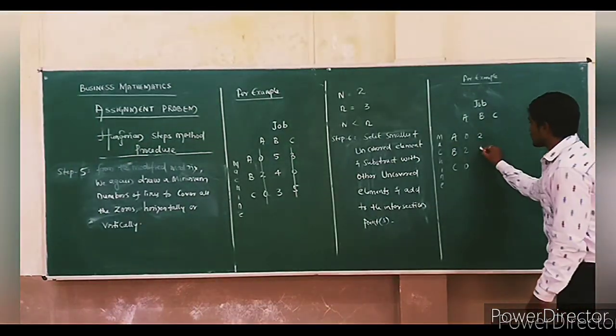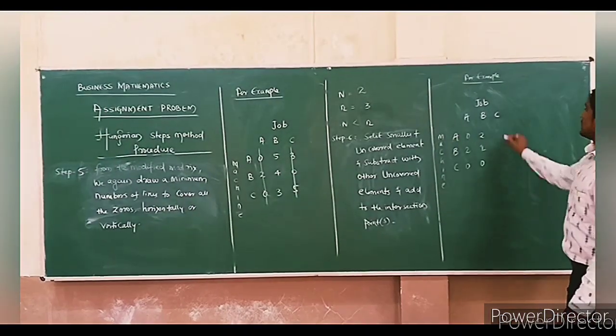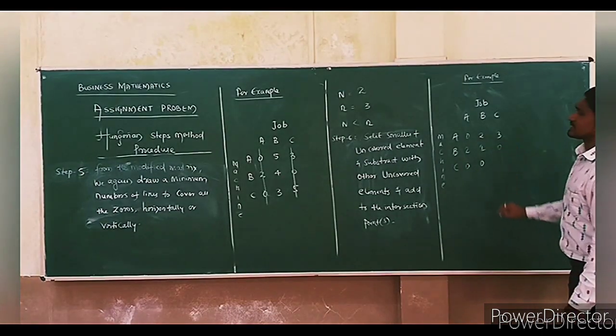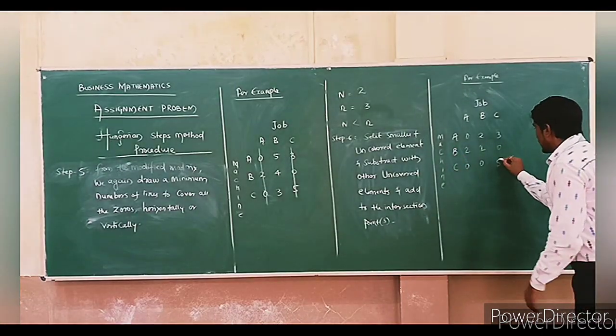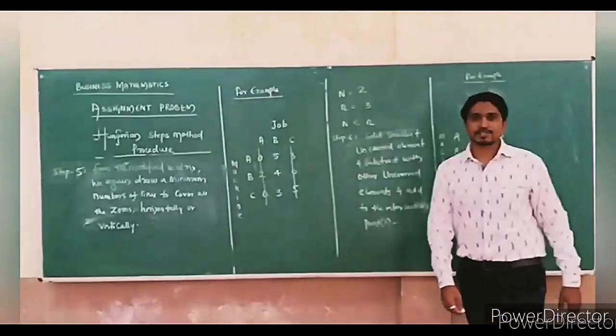Then 4 minus 3 equals 1, and 3 minus 3 equals 0. Likewise, 3 as it is, and 0 as it is, and 5 as it is. This is all about step number 6, my friends.